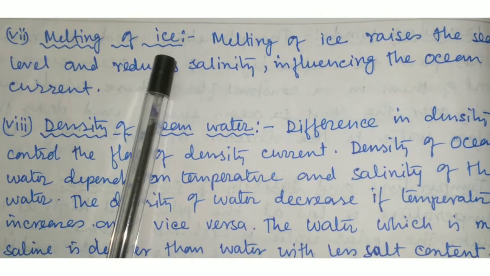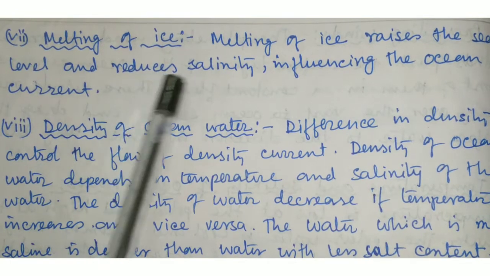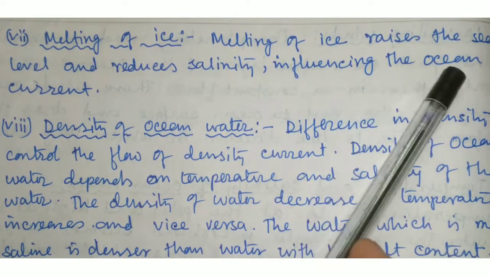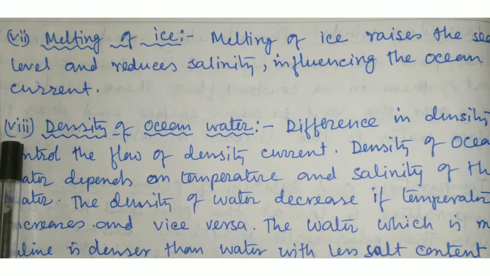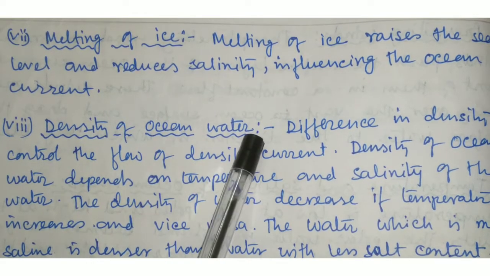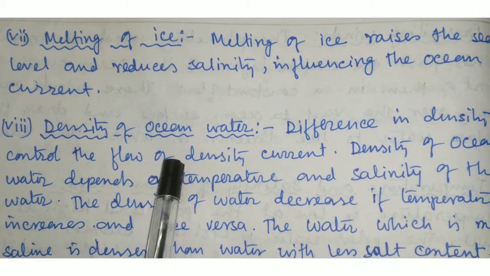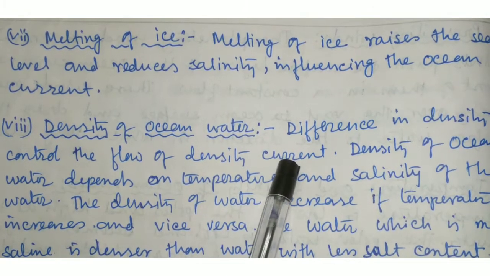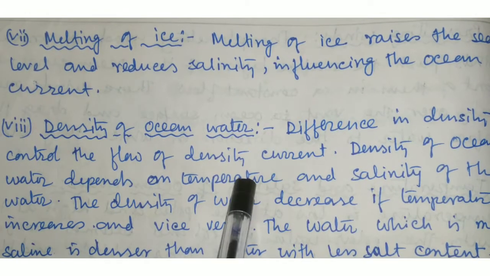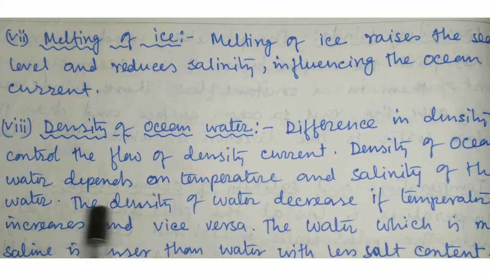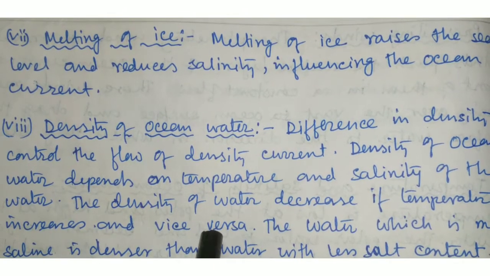Melting of ice. Melting of ice raises the sea level and reduces salinity, influencing the ocean current. Number 8. Density of ocean water. Difference in density controls the flow of density currents. Density of ocean water depends on temperature and salinity of the water. The density of water decreases if temperature increases and vice versa.